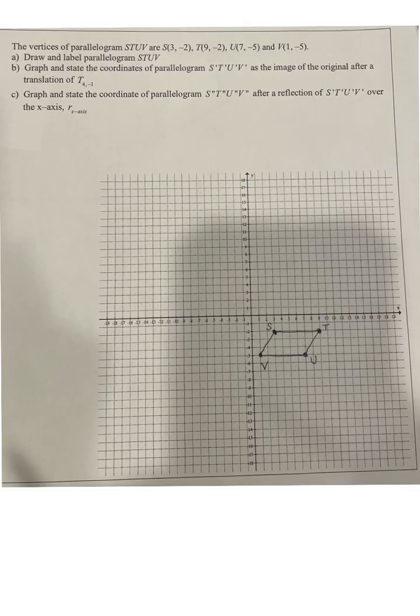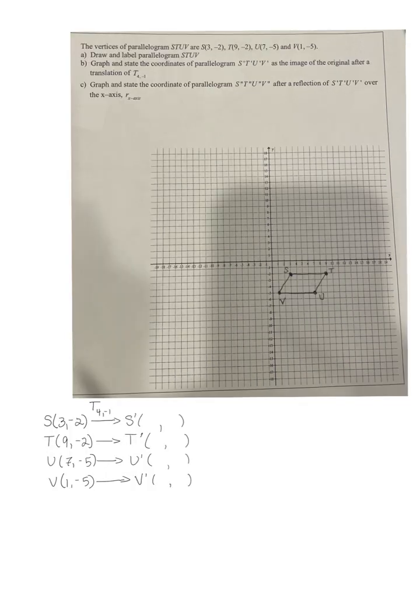Okay, now part B says graph and state the coordinates of parallelogram S prime, T prime, U prime, V prime as the image of the original after a translation of 4, negative 1. All right. Okay, so all a translation is doing is moving. We are going to take this picture and move it 4 to the right and then down 1. So every point here is getting shifted 4 to the right and then down 1.